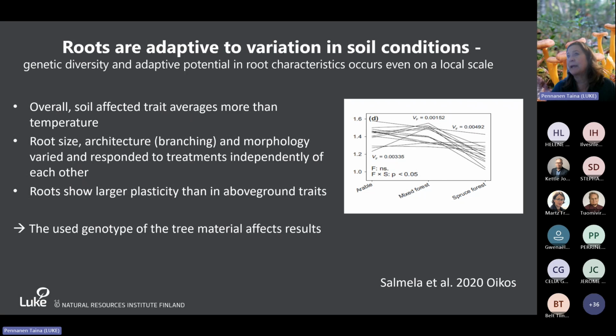Putting together the results concerning roots, roots seem to be really adaptive and variable: root size, branching and morphology varied and responded strongly to the treatments. Many of these varied independently of each other, and roots seem to be more plastic than the above-ground traits of the seedlings. In practice, this means that if you are doing experiments with spruce seedlings, it's good to have a wide genetic background in your tree seedling material, because genotypes react differently to environmental or soil change, so your results depend on what kind of genetic material you have.